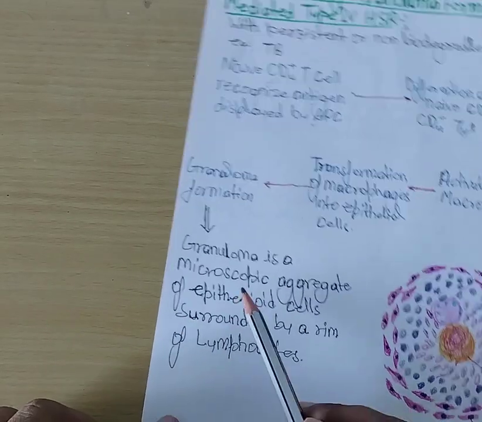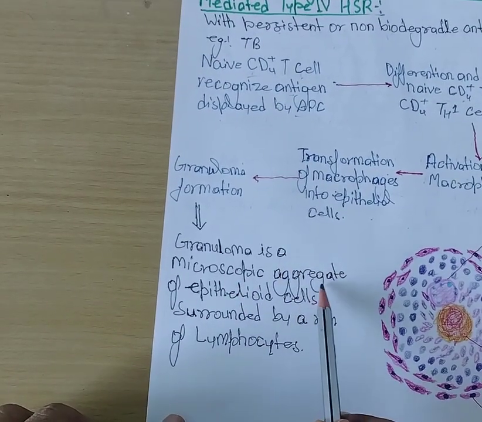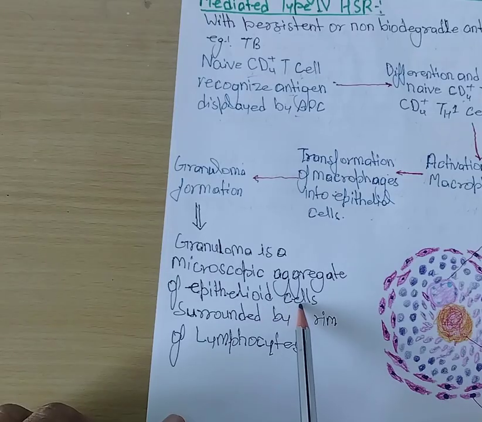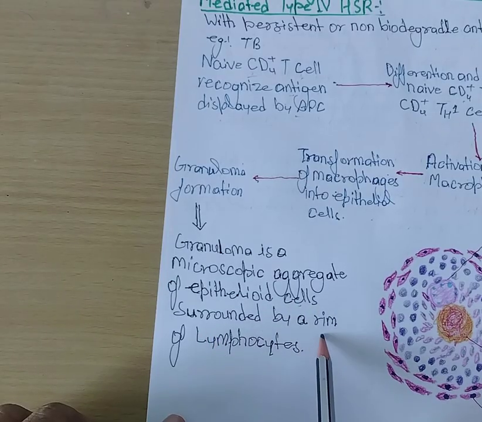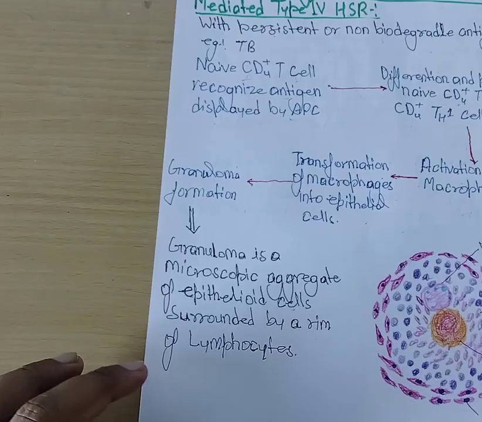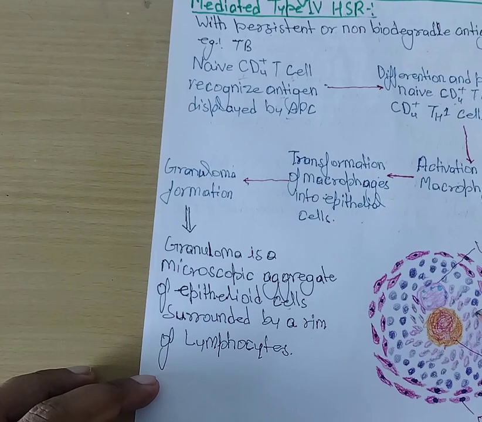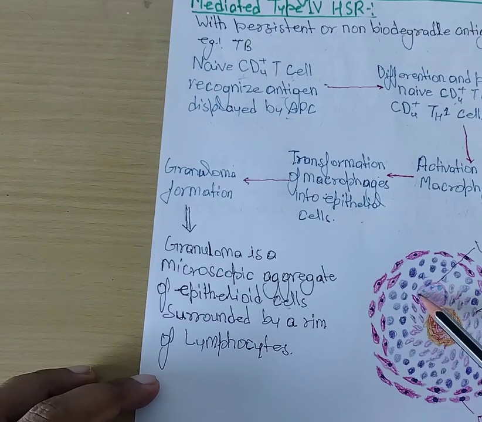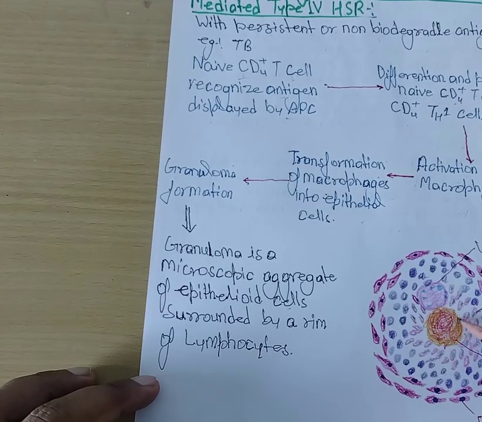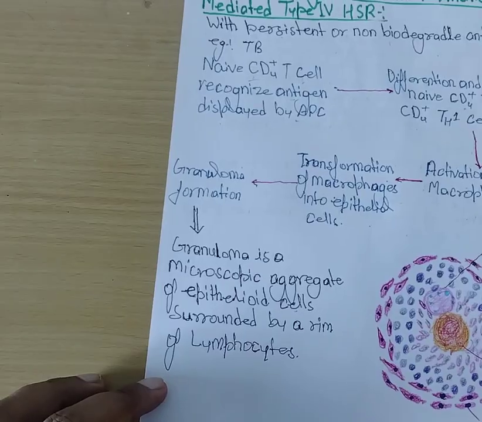Granuloma is a microscopic aggregate of epithelioid cells surrounded by a rim of lymphocytes. The outer layer is fibroblasts, the inner is lymphocytes, and here is the epithelioid cell. This large cell is a Langerhans giant cell. And this part is caseous necrosis, from this picture.